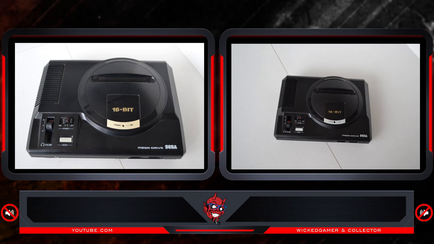Alright, it's time for the side-by-side comparison. On the left we're finding the original Mega Drive PAL version, and on the right we're finding the Sega Mini Classic. Alright, let's start the side-by-side comparison, people. Yes, Sega time!